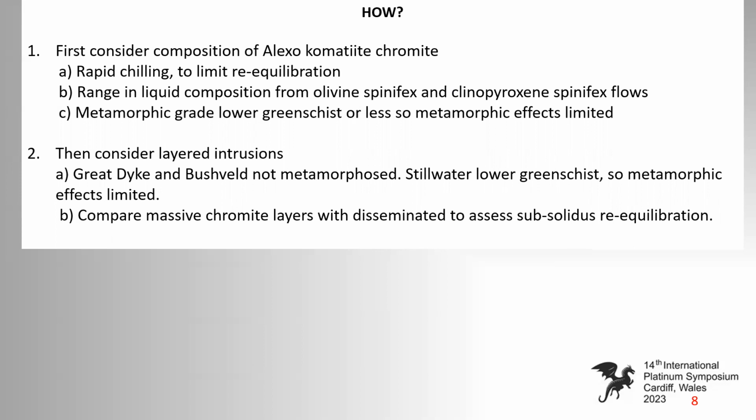And then we'll consider the layered intrusions. Great Dyke and Bushveld are not metamorphosed. Stillwater is lower green schist, so metamorphic effects I hope are limited. And then we'll compare the massive chromite layers with disseminated to try and limit the amount of subsolidus re-equilibration we've got to worry about.